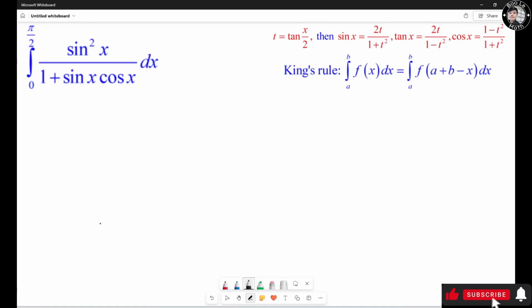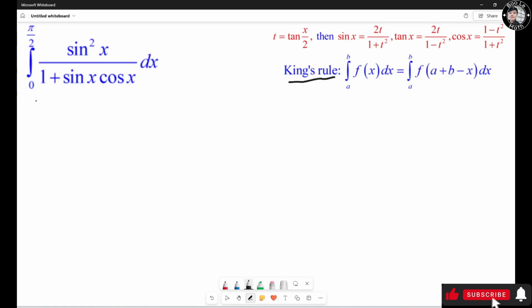Hello everyone, in this video we're going to learn how to solve this challenging trigonometric integral from the 2024 India Chess Events. The key information in this problem is that we're going to use King's rule. Most of the advanced trigonometric integrals can be solved using King's rule: the integral from a to b of f(s) ds equals the integral from a to b of f(a plus b minus s) ds.